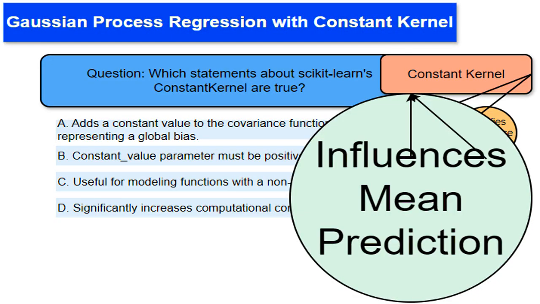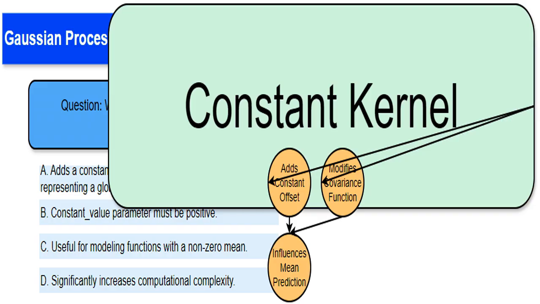I see that this statement highlights a key feature of the constant kernel. It doesn't just affect the covariance, how similar data points are, but it also directly impacts the average prediction of your Gaussian process model. Adding a constant value shifts the entire prediction curve up or down. This simply means that the constant kernel adds a fixed number to the output of your Gaussian process. This constant value is what allows you to model that constant offset or bias I mentioned earlier.